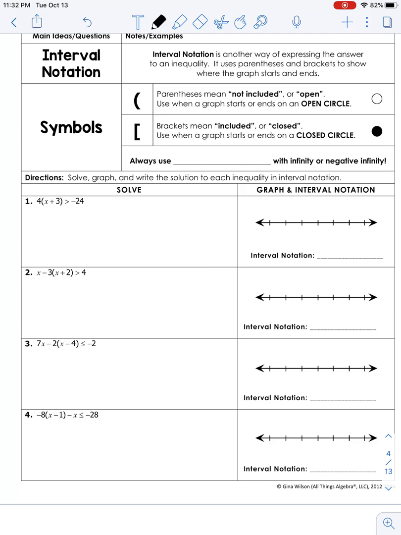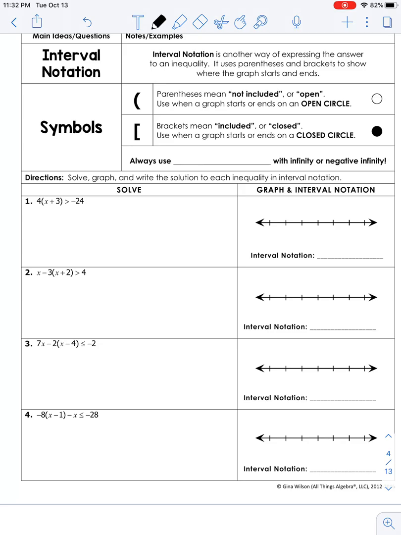All right, okay, coming to multi-step equations with interval notation and line graph. So if you read up here, interval notation is another way of expressing the answer to an inequality. It uses parentheses and brackets to show where the graph starts and where it ends. So we've done a lot of interval notation in the previous section, so hopefully we've learned or are learning how to do it.